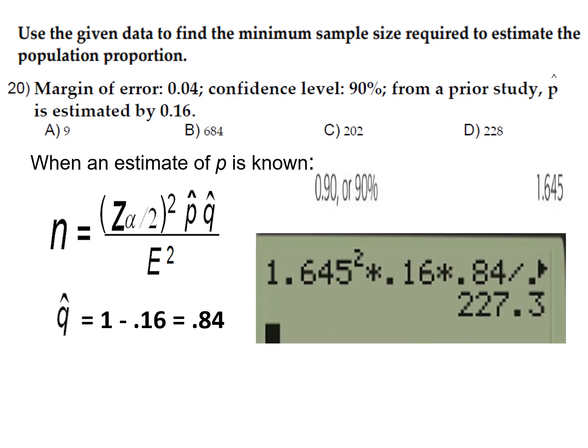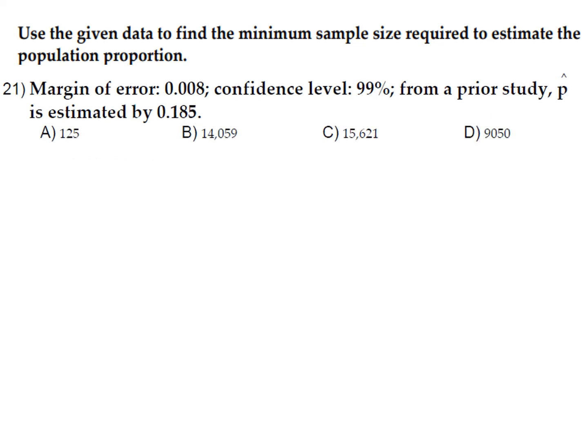So there's my z-score squared. 0.16 is my p hat, 0.84 is my q hat, divided by the error. You can't see it here, but it's 0.16 squared. 227.3 rounds up to 228.